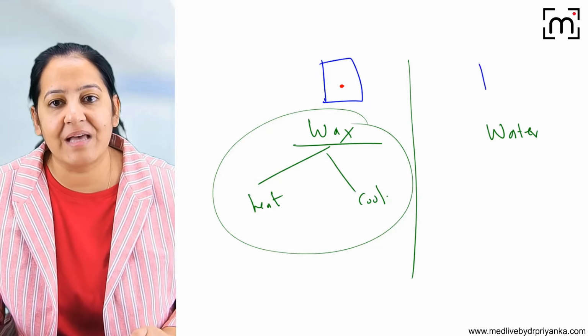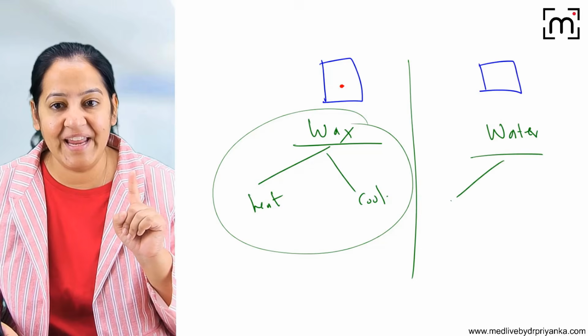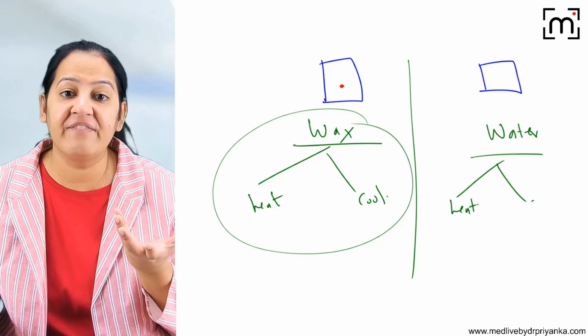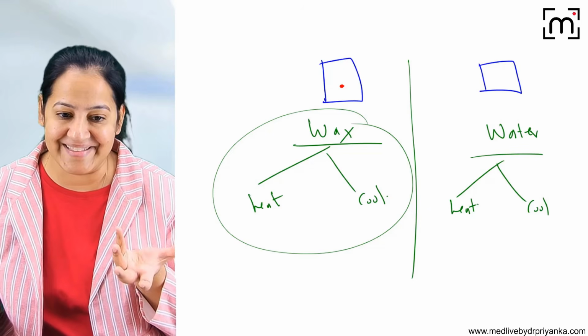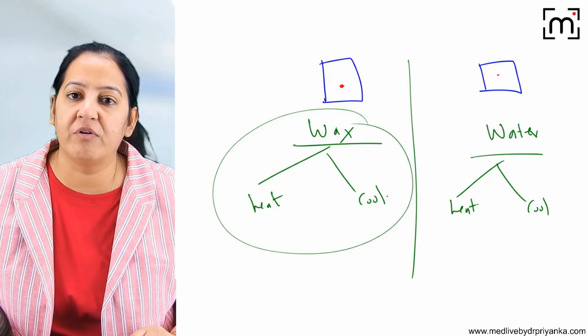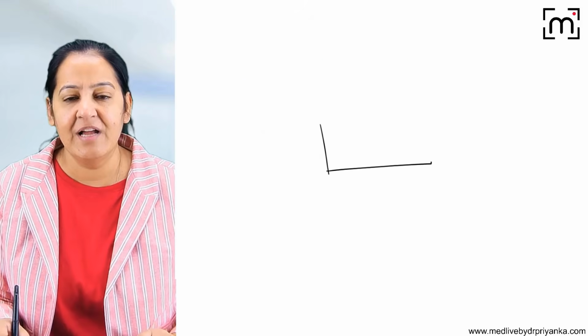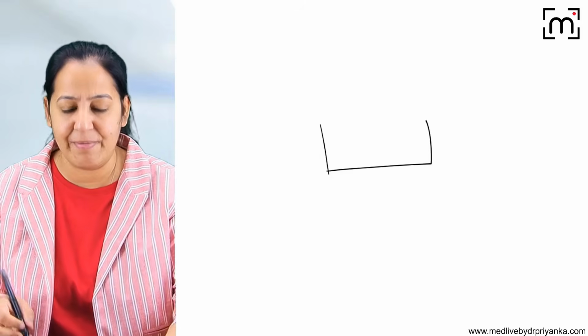Here instead of wax, I will make a water block. Water also has the same property. When we heat the water, it's liquid. When we cool the water, it's solid, it's ice. So instead of wax, we are taking the water and we are making a block of the water. This is our tissue. So the same thing is there. We will take a cassette. We will fill the cassette with water. It's a special water.